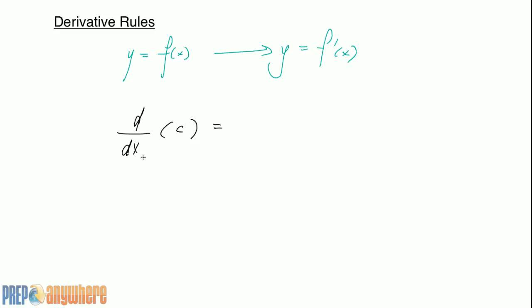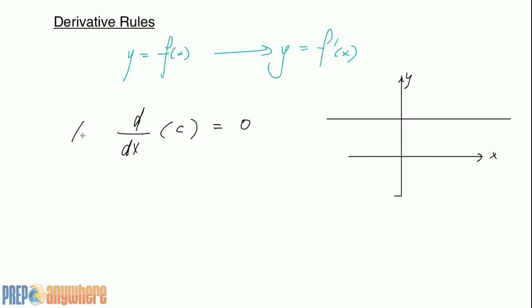That's the same thing as asking, what's the rate of change of any constant function? What's a constant function look like? Here's x, y, a straight horizontal line. What's the slope for this? 0. So this is the first rule. Whenever you see a constant, if you want to differentiate that, you get a 0.